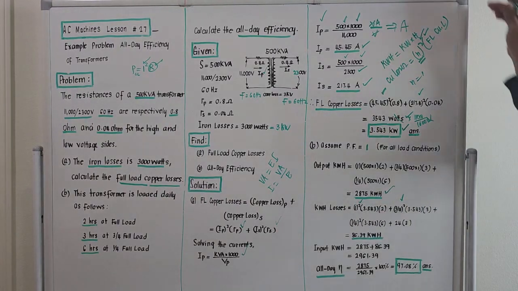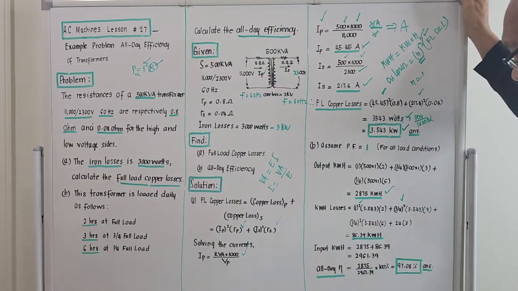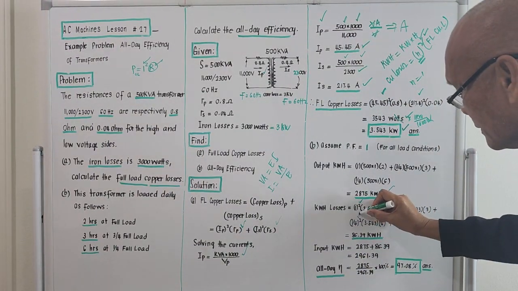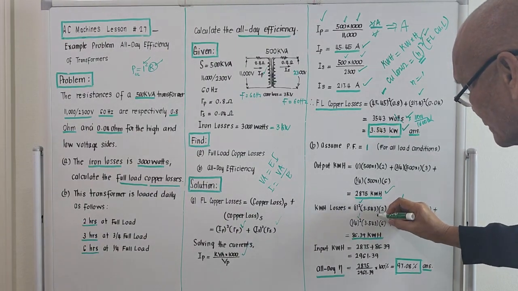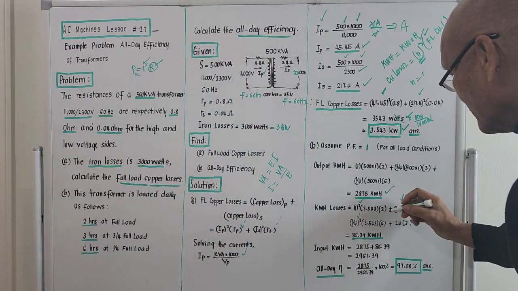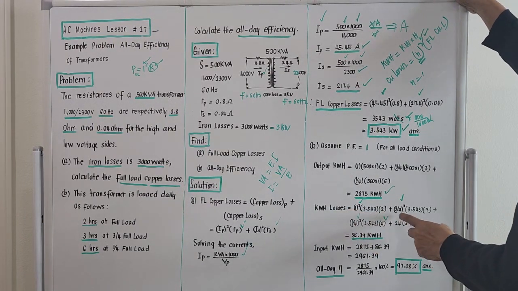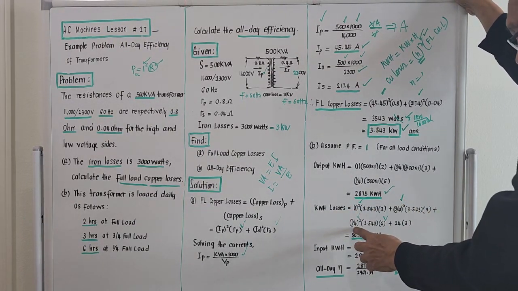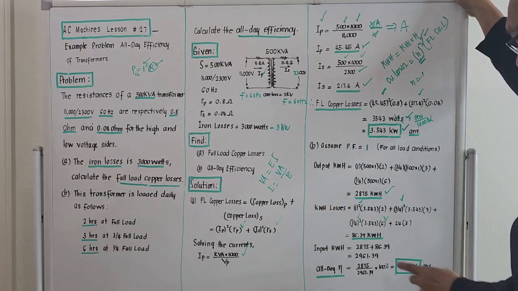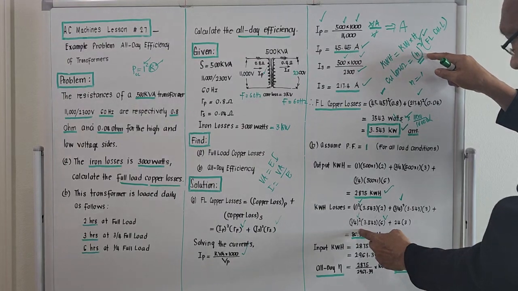Next one, plus. The last part is only 1/4 full load. So the value of n is 1/4, but we have to square that one, times the full load copper loss, times 6 hours. So we are done with the copper losses at the 3 given load conditions. The first one is full load, next one is 3/4 full load, next one is 1/4 full load. But in the copper losses, this should be squared, by using this formula here, right?